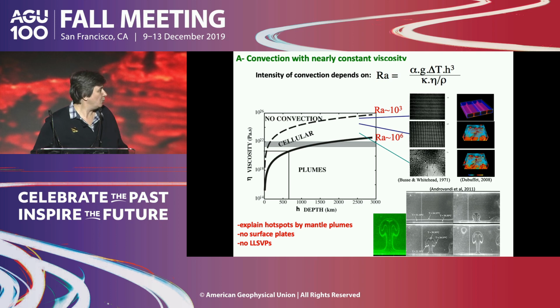And in fact, we are in a regime where we should expect plumes, both hot and cold plumes. So it can explain hotspots by mantle plumes, but you cannot produce surface plates nor denser provinces at the bottom of the mantle.